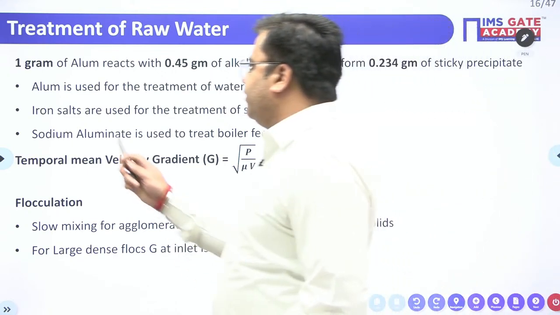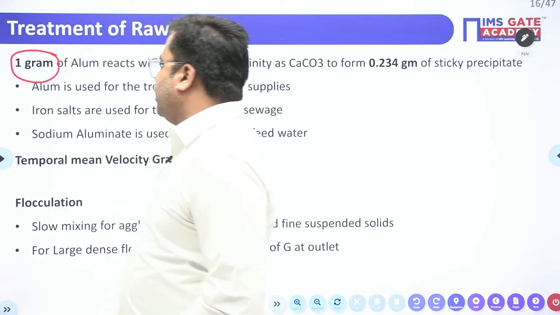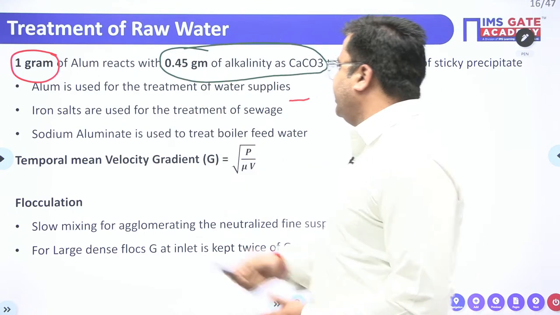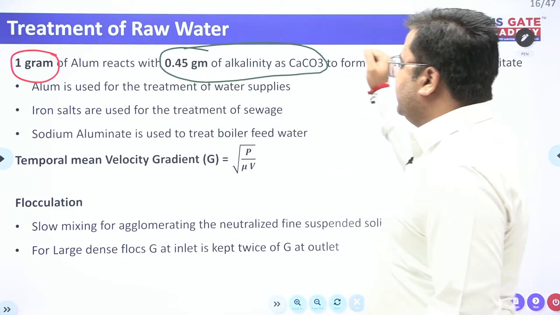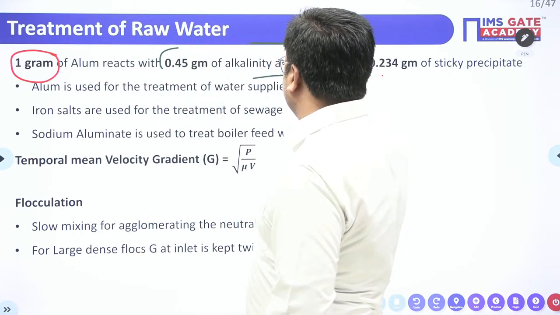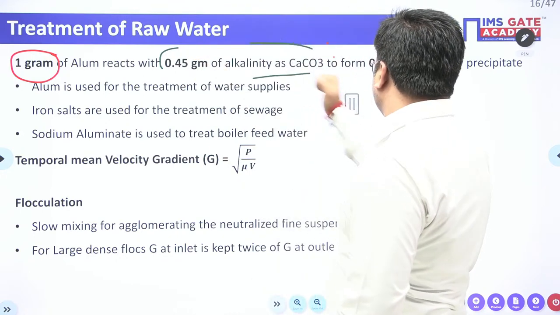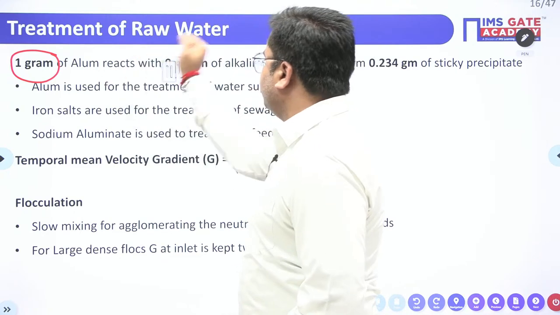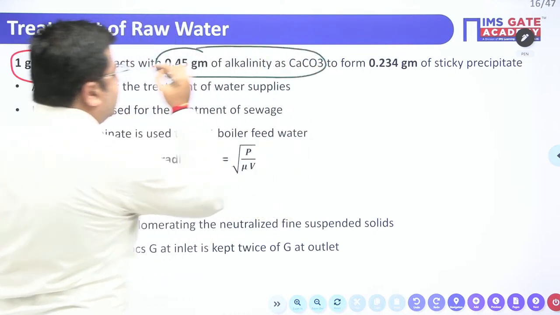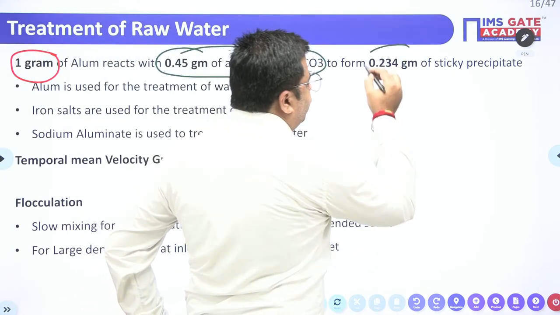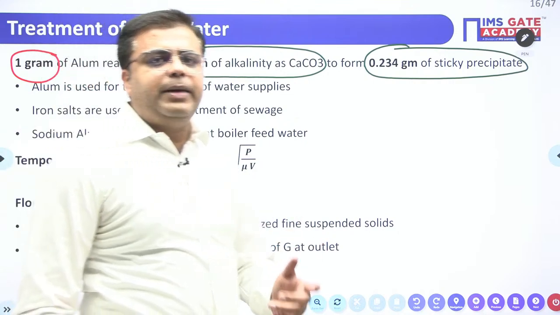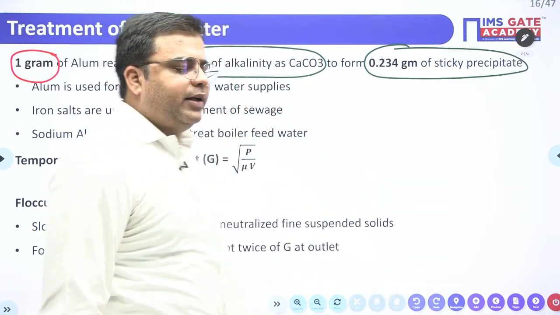So here is some of the data which can be directly used to calculate the sludge formed. 1 gram of alum reacts with 0.45 grams of alkalinity as CaCO3 to form 0.234 grams of sticky precipitate. And the amount of sticky precipitate that will be formed in the medium will be deposited in the form of sludge.